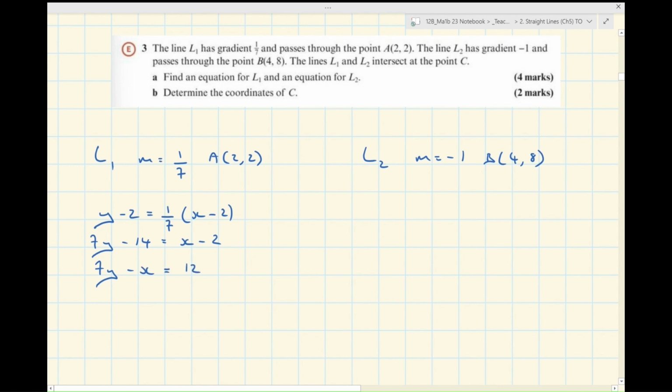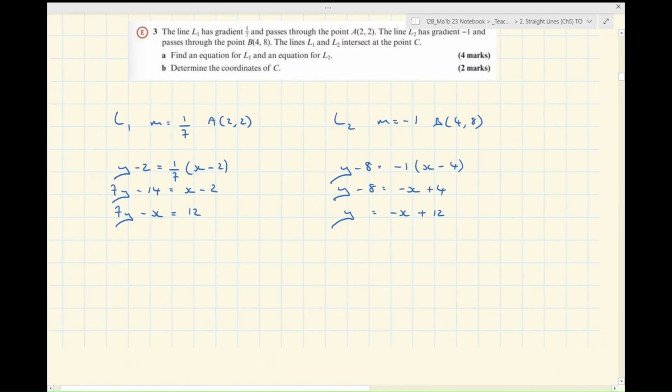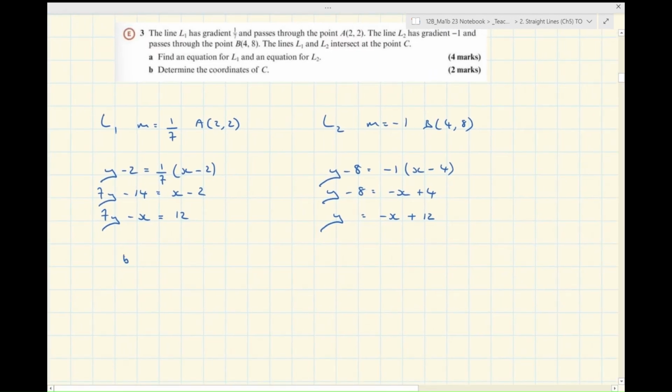And let's do the similar thing for L2. Y minus 8 equals minus 1 multiplied by x minus 4. Y minus 8 equals minus x plus 4, I beg your pardon. So let's write this in the form y equals. I'm going to have y equals minus x plus 12. So there's an equation for L1 and an equation for L2. Part B, determine the coordinates of C. Well, that's the point of intersection, isn't it? So I'm going to solve these two equations simultaneously.